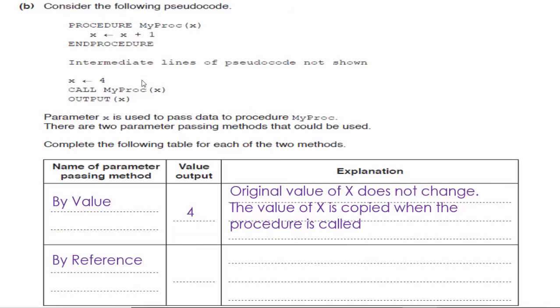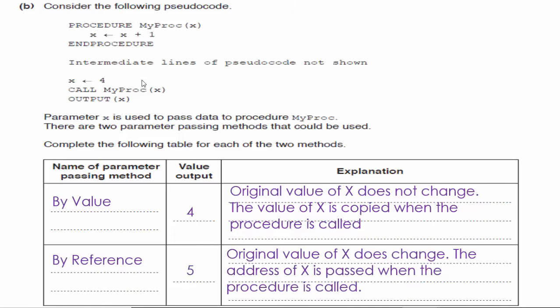By reference, the value would be 5, and that's because the original value of X does change. It is the address of X, not the data, but the address of where X is stored on the RAM that is passed when the procedure is called. Because the address is passed, we're saying, okay, at that address, we want to overwrite whatever the value of X is plus 1. Because it's overwriting where it's stored at that address, that is why the value changes to 5. And that is the difference between by value and by reference.